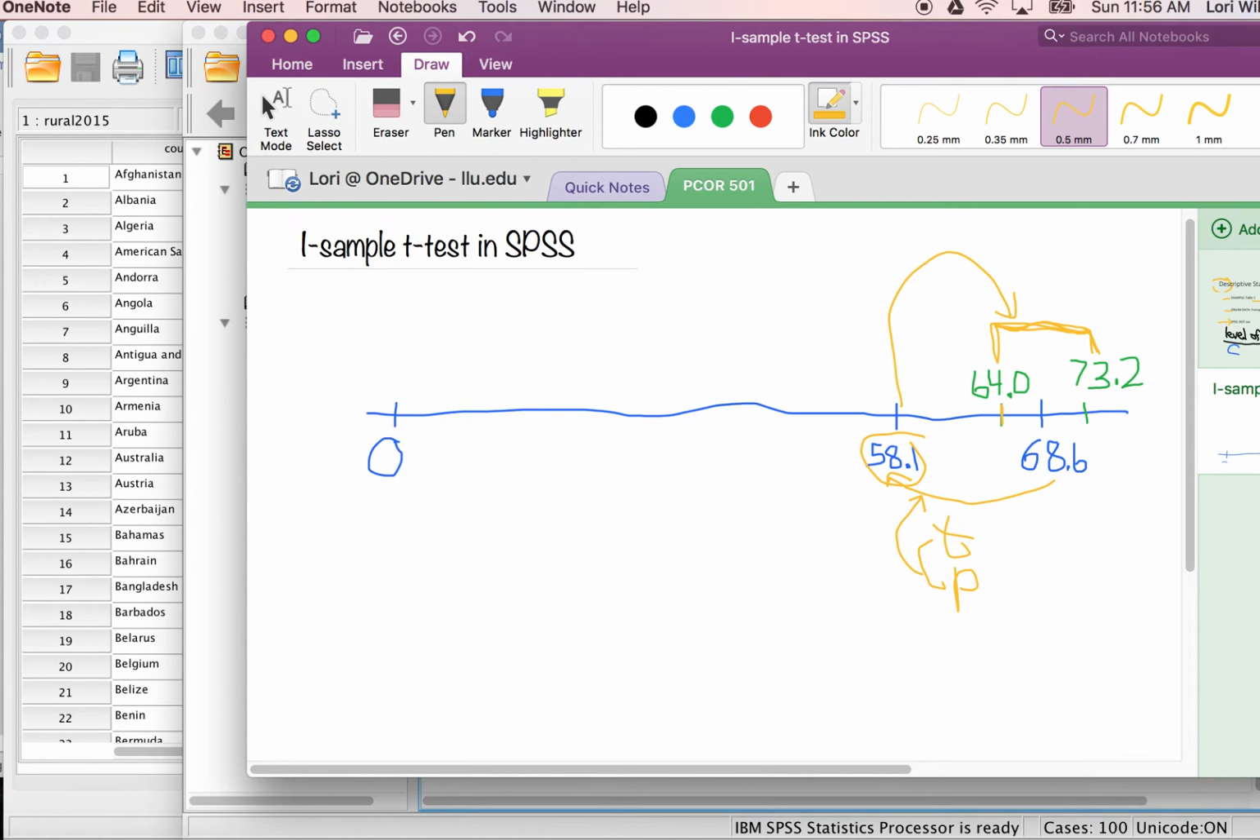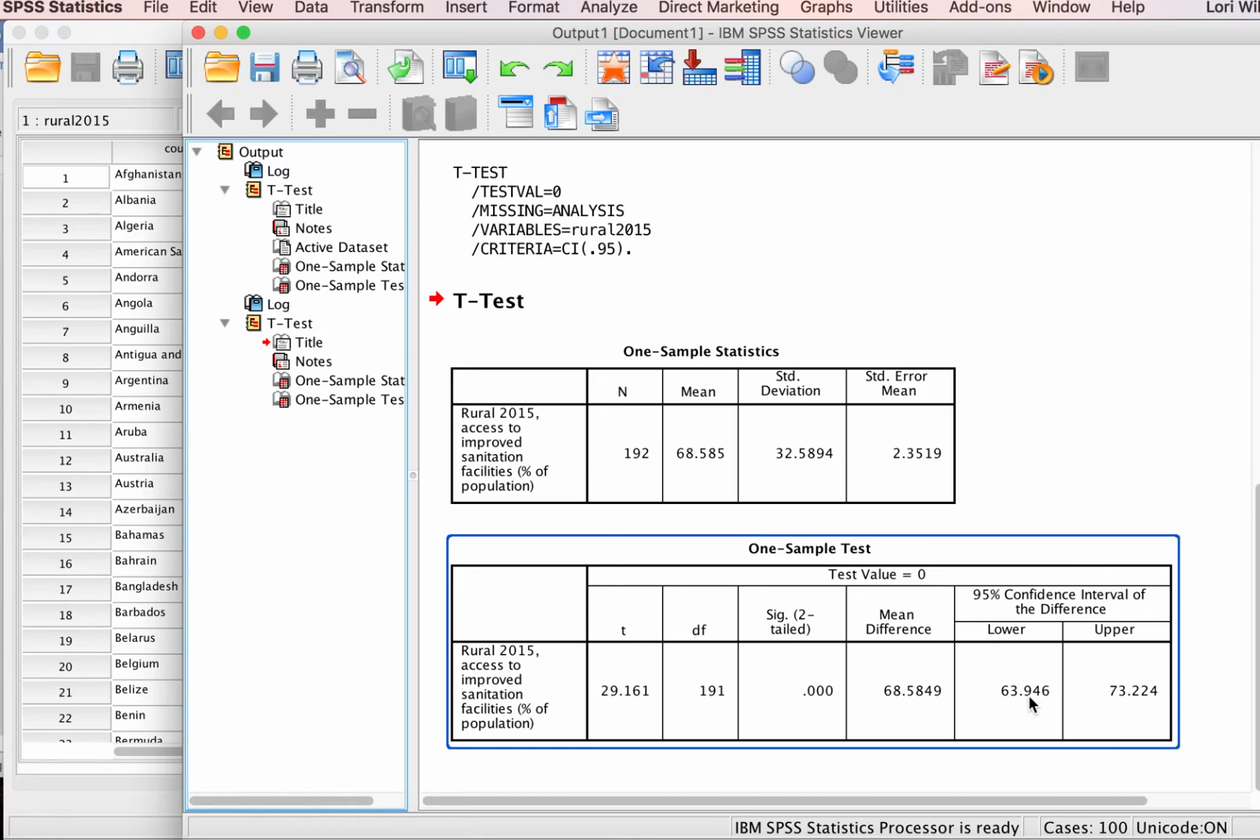Now when I ran the test a second time, I used 0 as my reference value. And basically what that does is it creates automatically for me this difference. From 0 to 64.0 is 64.0. From 0 to 73 is 73.0. So let's go back and look at those confidence limits. Here's the 63 and the 73.